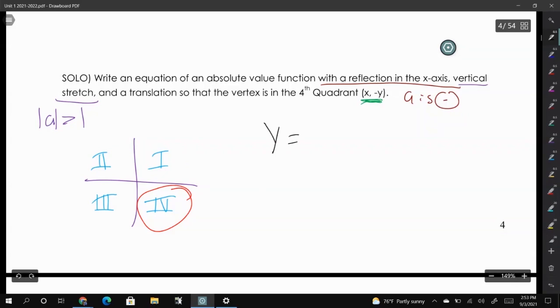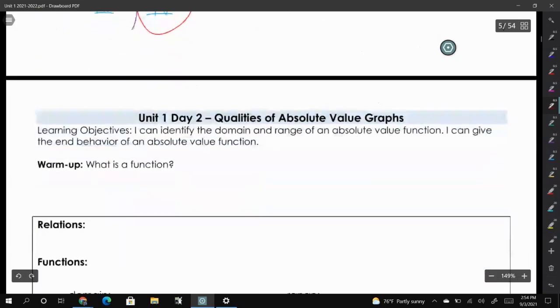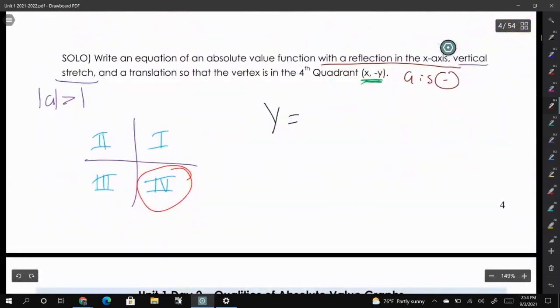All right, y equals. And there are multiple correct answers, so let's start with a negative in front because we have a reflection. And we just need any number in front that's bigger than 1. Let's go with 7. That was one of my hockey numbers. Let's go with that.